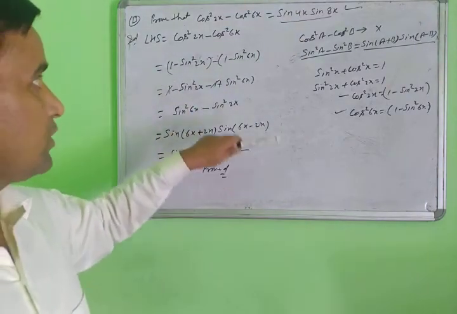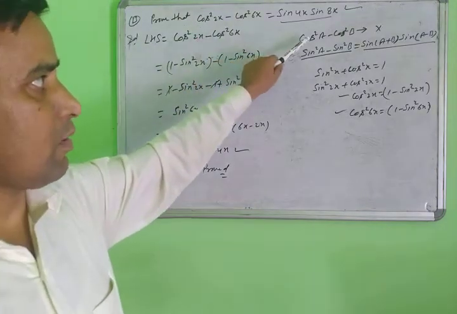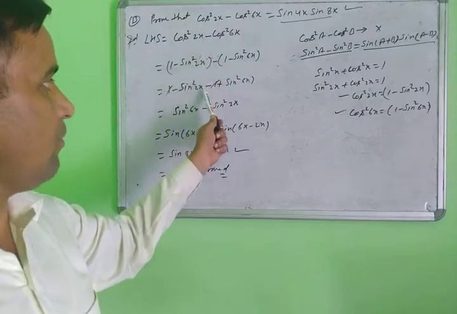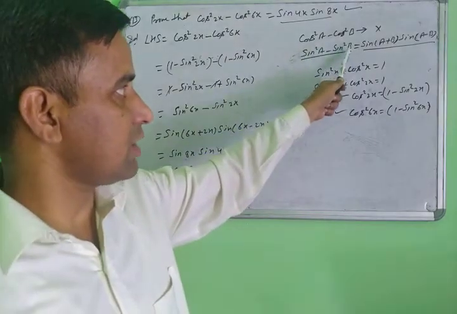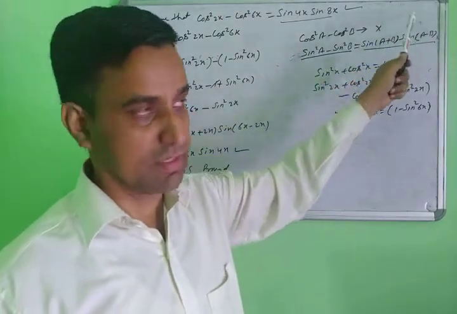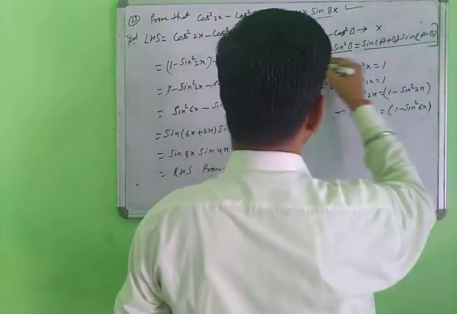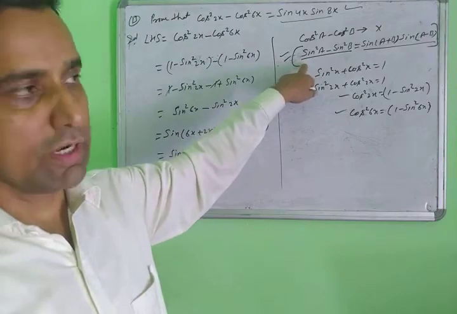But before solving, remember you have no identity in the direct form of cos. First you convert cos into sine form, then use the identity of sine: sine square A minus sine square B is equal to sine (A plus B) sine (A minus B). This is the special identity. You note down this identity. It is a very, very important identity for this.